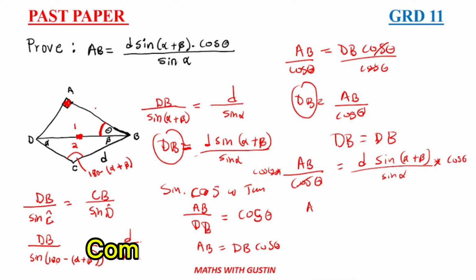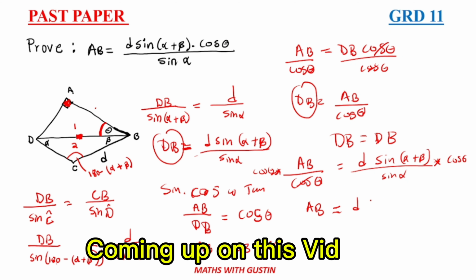And therefore AB, Danko, you have just proven it, is equal to sine theta plus that multiplied by cos, and therefore you go sine theta.